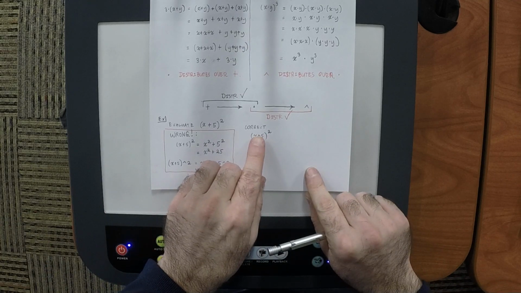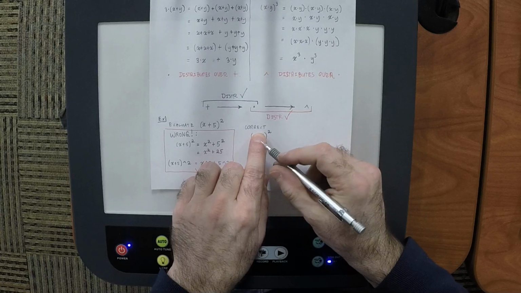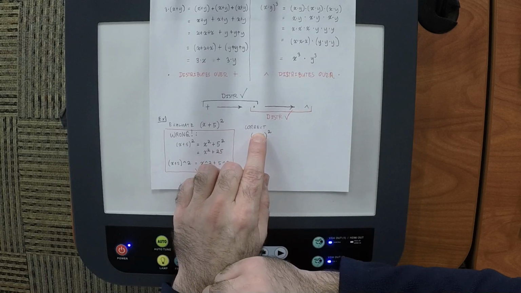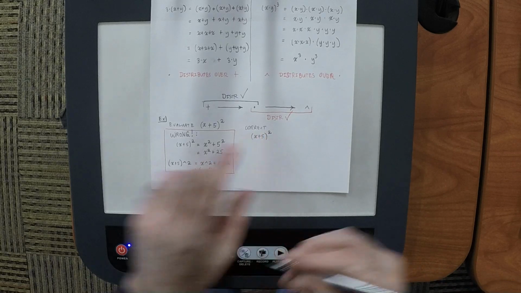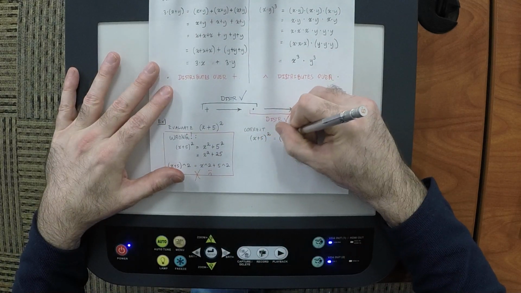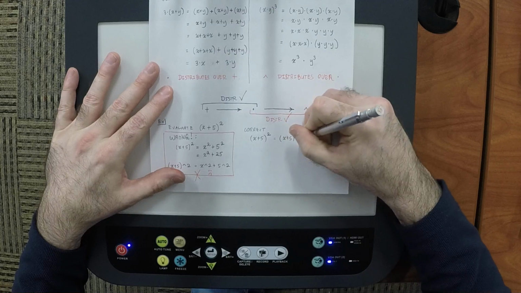So the way that you do it is you say, okay, well, I've got thing and then squared. That means make two copies of thing and multiply them together. That's what it means. So (x plus 5) multiply (x plus 5).